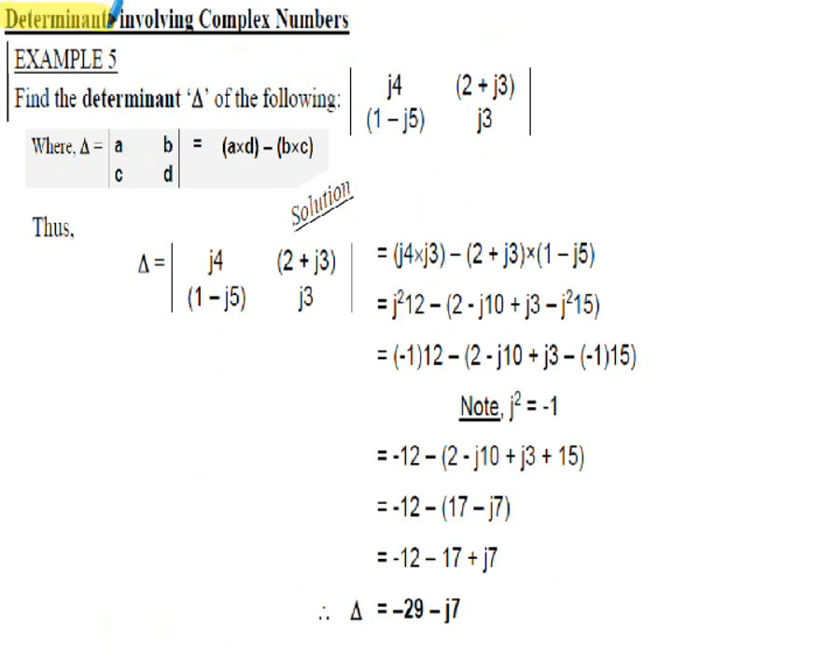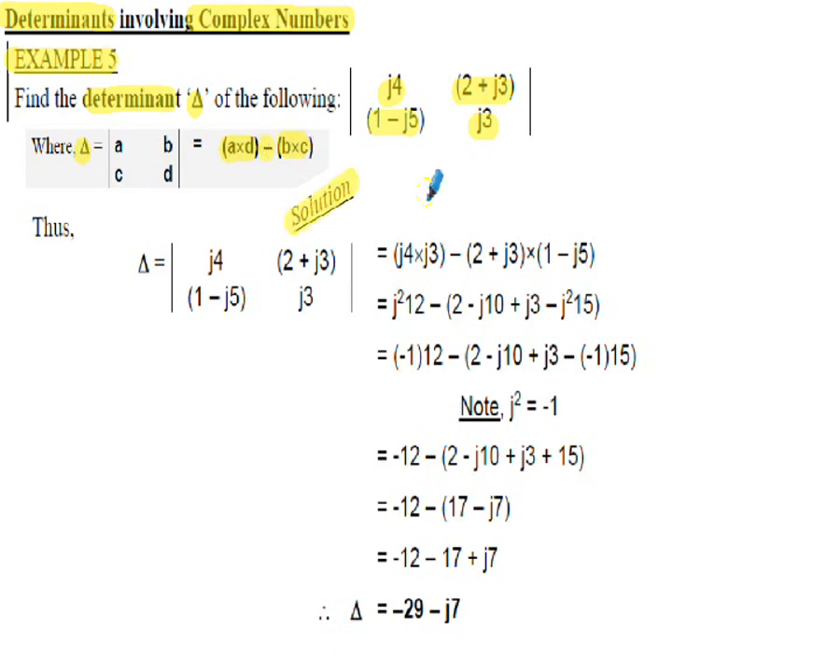Let's briefly look at determinants involving complex numbers. In previous presentations, we looked at the use of complex numbers to solve various types of problems. Here we're specifically going to look at calculating a determinant that involves complex numbers. So in example 5, we're asked to find the determinant delta of the following matrix having elements of J4, 2 plus J3, 1 minus J5, and J3. Again, for reference, to calculate the determinant, it's going to be elements A multiplied by D, and we subtract from that elements B multiplied by C.